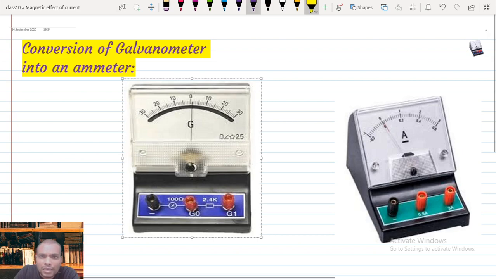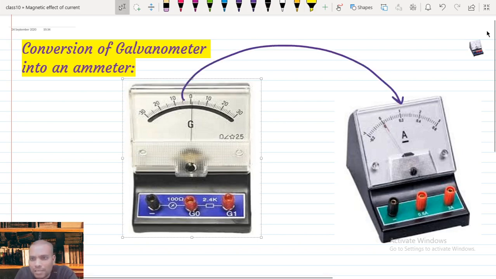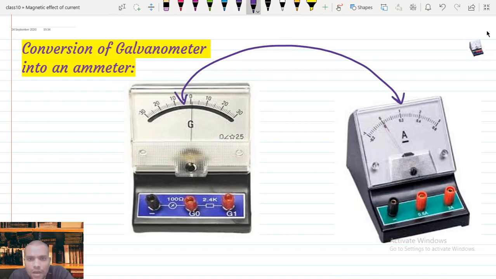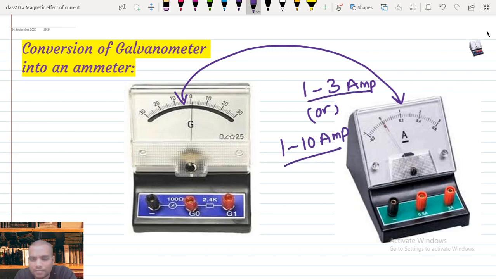But one thing it can be used for: we can convert a galvanometer into an ammeter, and we can convert it according to our need. Suppose this galvanometer has a maximum of 0 to 30 divisions. It can be converted if you want a 1 to 3 amp ammeter, or if you want, from 1 to 10 amps. Any range can be converted.